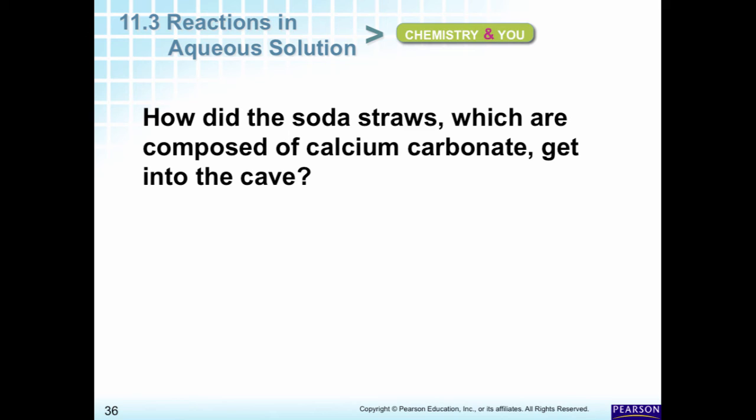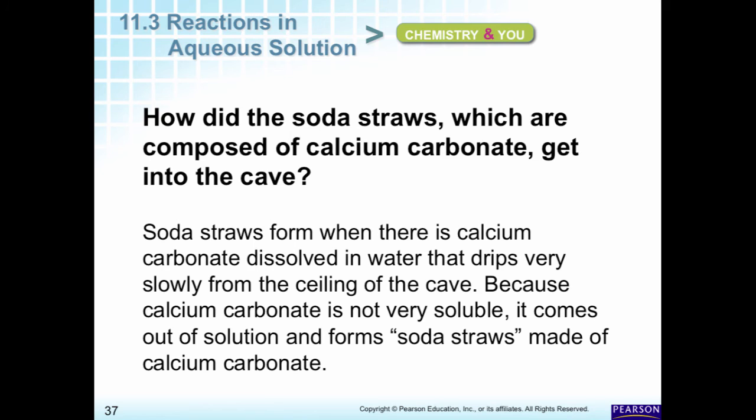You might wonder then, how did those soda straws or stalactites form? Calcium carbonate, we know, is not really soluble in water. So it's slightly soluble. As it drips down, it's carried along with the water, and then as the water goes away, the calcium carbonate stays behind. It forms that as the water washes down or drips from the ceiling.